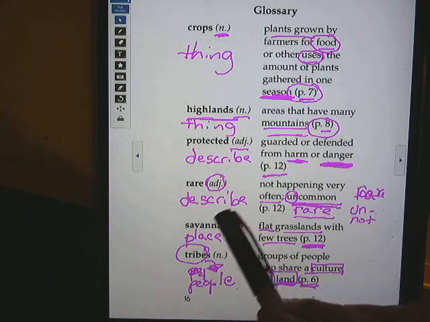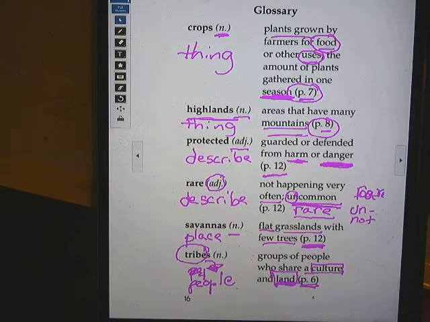Rare, and that's an adjective. And what is rare describing? It's describing, once again, those wild animals. Not happening very often, uncommon. So those wild animals like the tiger and all that are rare. They're not common. Un means not. It's a prefix. You put it in front of common and it becomes not common. Okay, uncommon means not common. The antonym would be common.